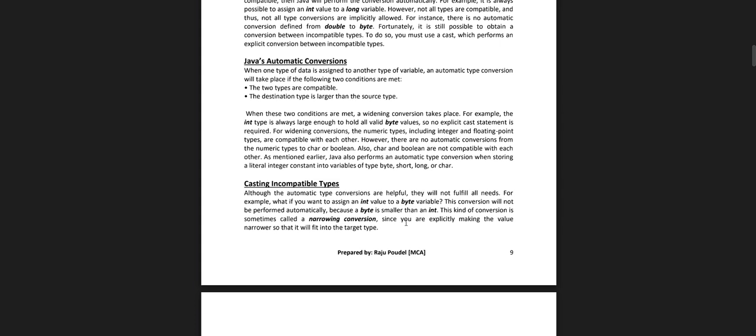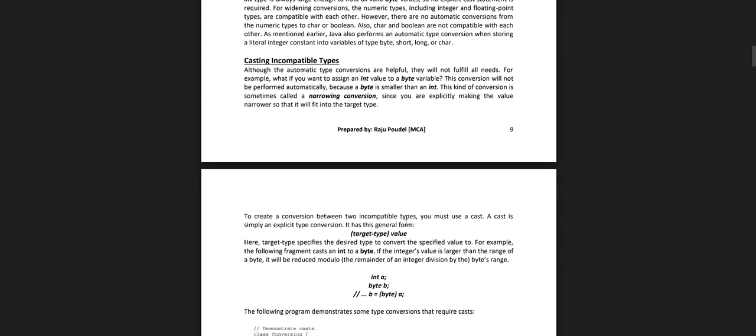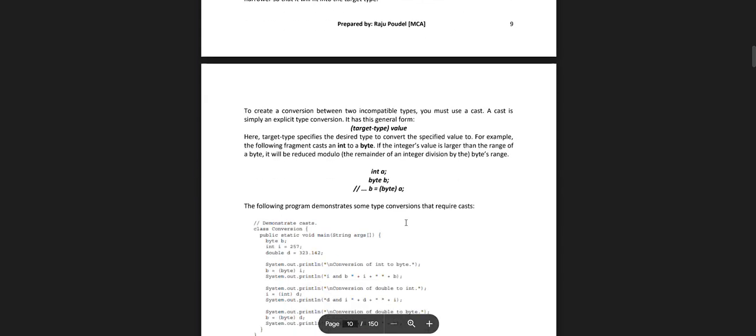This kind of conversion is sometimes called a narrowing conversion, since you are explicitly making the value narrower so that it will fit the target type. To create a conversion between two incompatible types, you must use a cast. A cast is simply an explicit type conversion. Type casting.